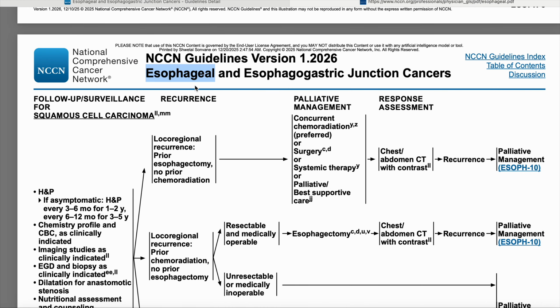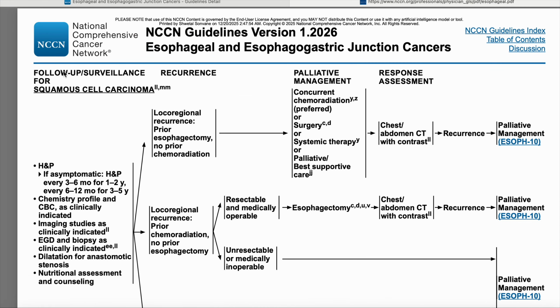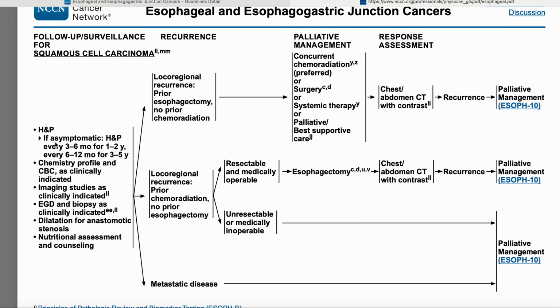Follow-up of patients with esophageal cancers. For follow-up, in case of squamous cell carcinoma, if asymptomatic, we ask the patients to come every 3 to 6 months for 1 to 2 years. And then after 3 to 5 years, we will ask the patient to come for follow-up every 6 months to 12 months.